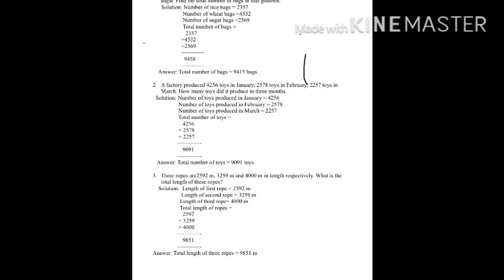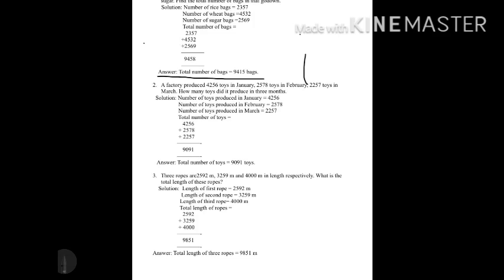Alright, dear students. So here you will put up like this: number of rice bags is equal to 2,357, number of wheat bags 4,532, number of sugar bags 2,569. Then total number of bags, you will place in columns like this, and then you will follow the method of addition. Okay, and then you have to give the concluding answer like this, total number of bags.